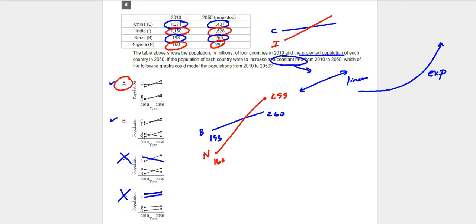Now B is a little bit tricky. A lot of people put B because Nigeria does overtake Brazil. But the problem was Brazil did not decrease or go down in population. It still was going up. The other one just went up a little bit faster. So the correct answer for that problem is A.